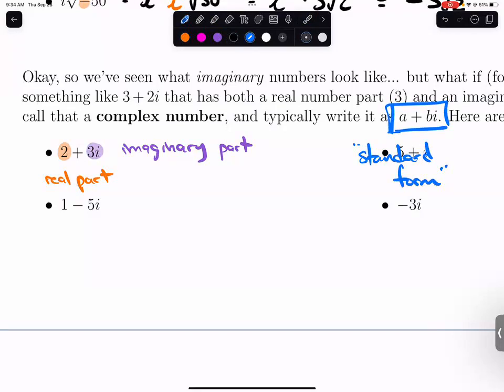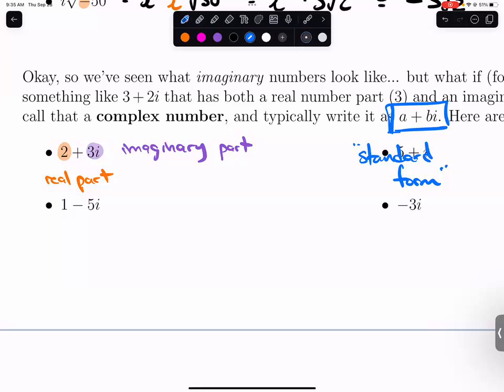Sometimes that's called standard form for a complex number. A plus bi, real plus imaginary. So here the real part is 2, the imaginary part's 3. Here the real part is 1, the imaginary part's -5, right? And so that last one, the real part's 0, so it's again purely imaginary.